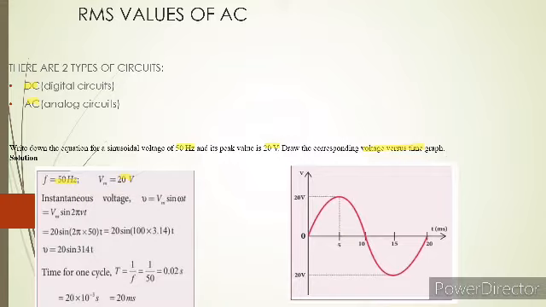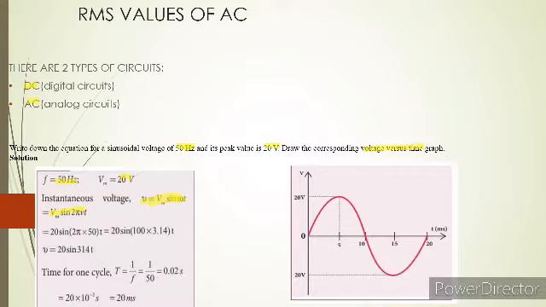For that we take the formula v equals Vm sine omega t. Here omega t is written as 2 pi f t. By substituting the values into this equation, we get Vm is 20, sine 2 pi into f into t. Here the frequency is taken as 50 Hertz and Vm is 20.